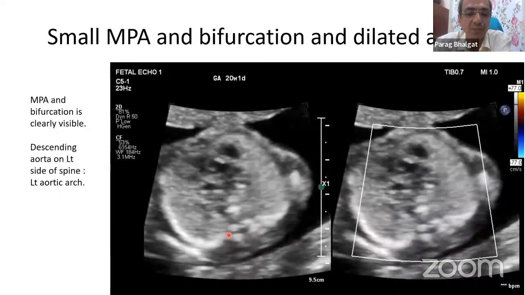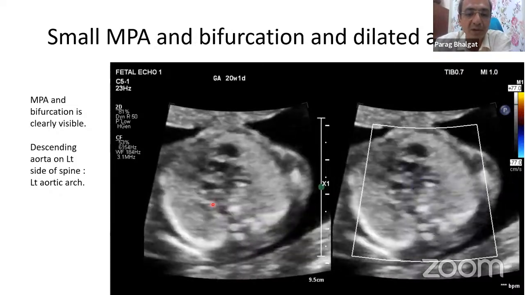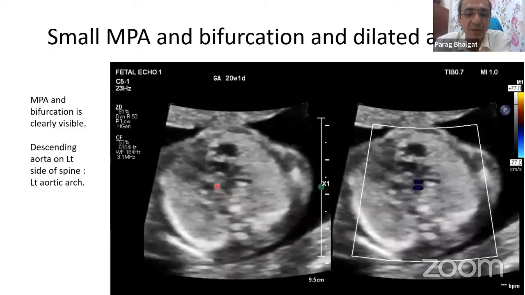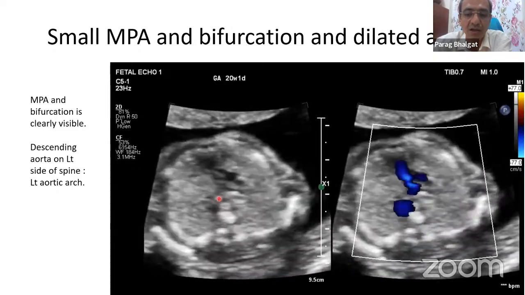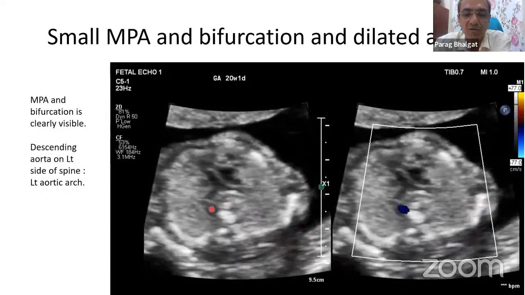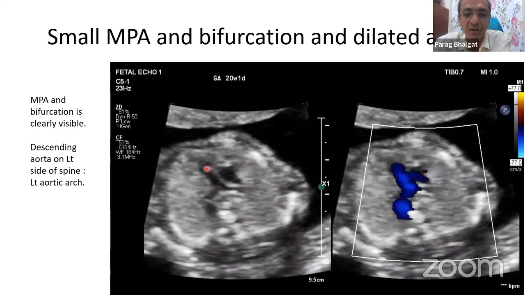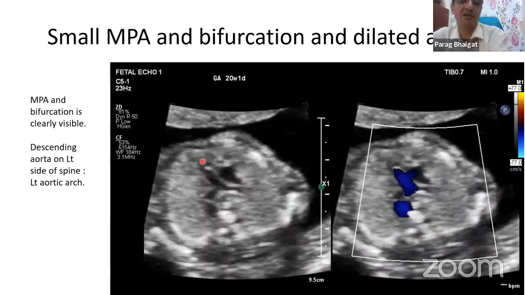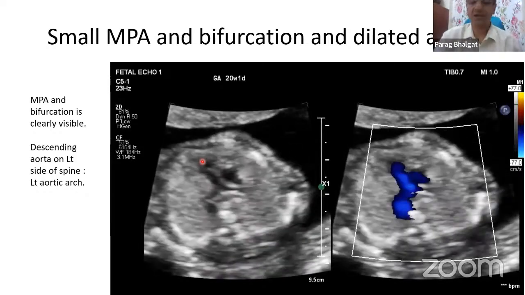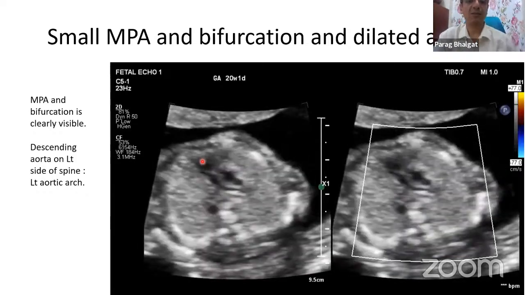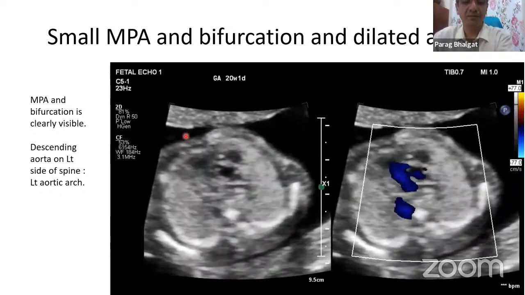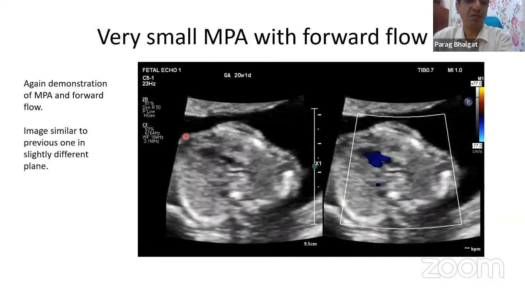Again, making the same point here, we can clearly see the LPA, RPA bifurcation, small vessels, forward flow, and the ductal flow here. Ductal flow is also seen, the ascending aorta and descending aorta. This is the RVOT. So all things relevant to the outlets are clearly seen in this image. Forward flow in the MPA, no flow reversal in the ductus.